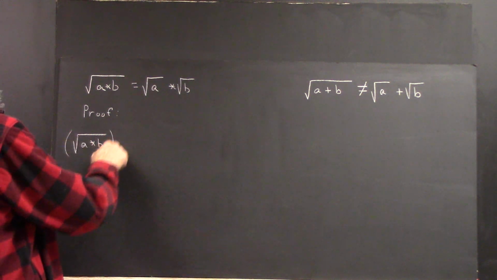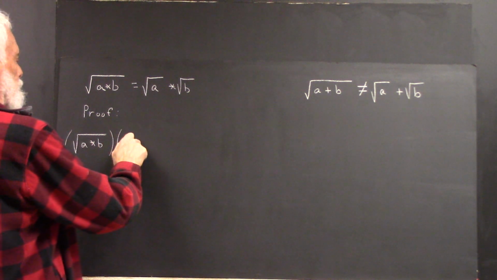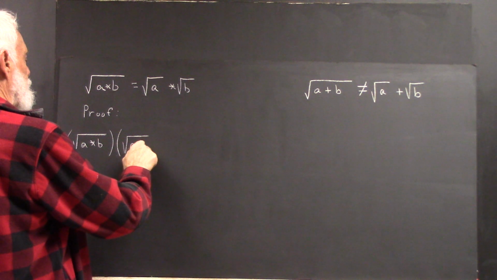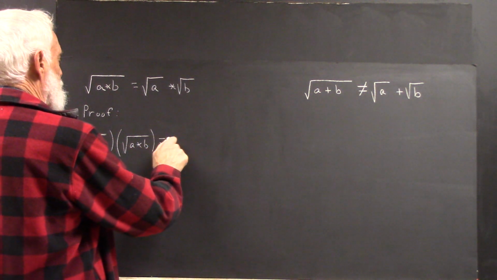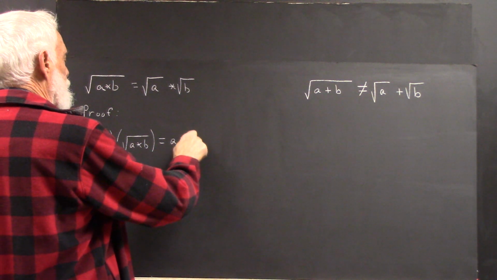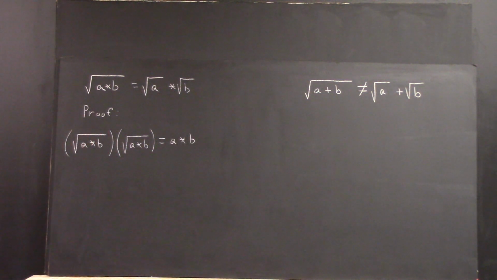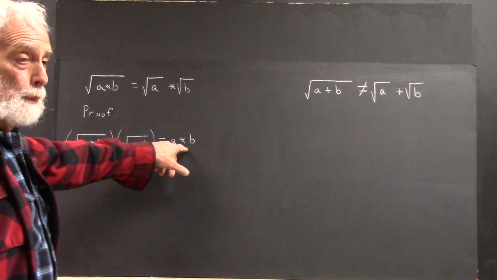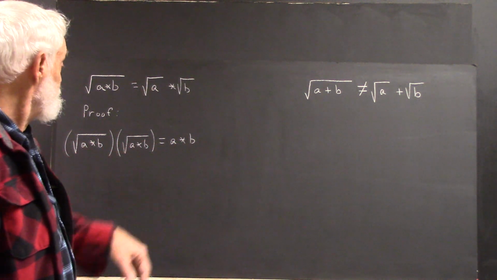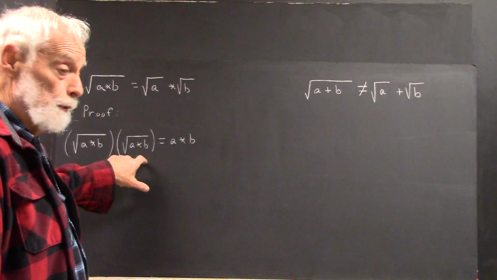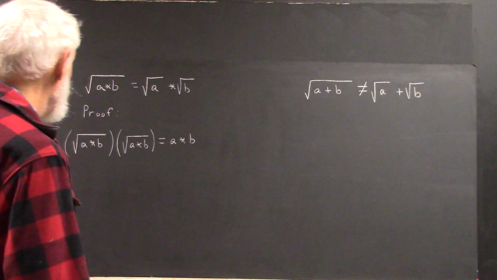If you multiply the square root of AB times the square root of AB, you get A times B, because the square root of a quantity is the number you multiply by itself to get that quantity. By the definition of a square root, this has to be true.